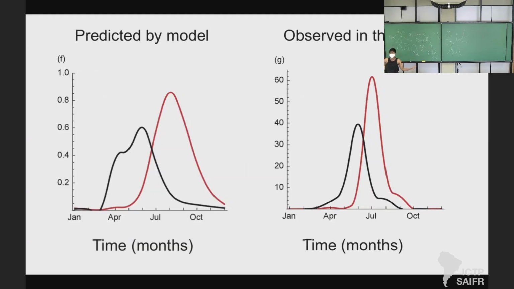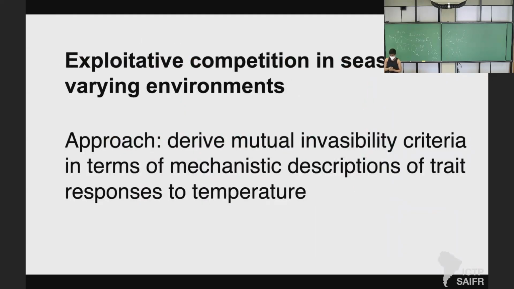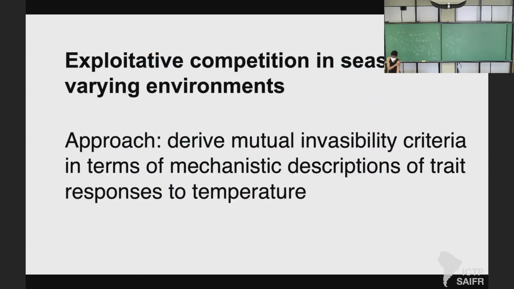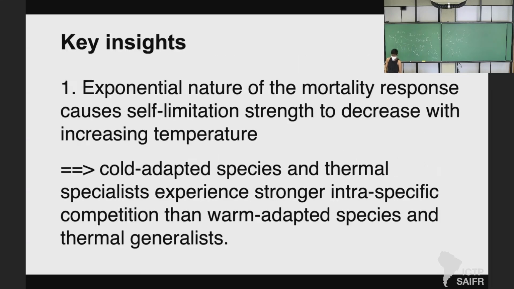We didn't use time series of abundances. We didn't use any of those in the model. All we used were the temperature responses we measured in the lab, and we get this pretty remarkable congruence. The model is actually able to predict the outcome you see in the field. Now, to summarize, we've been looking at exploitative competition in seasonally varying environments. We derive mutual invasibility criteria in terms of mechanistic descriptions of trait responses to temperature. And here are the key insights. This is true for everything, not just my insect system.